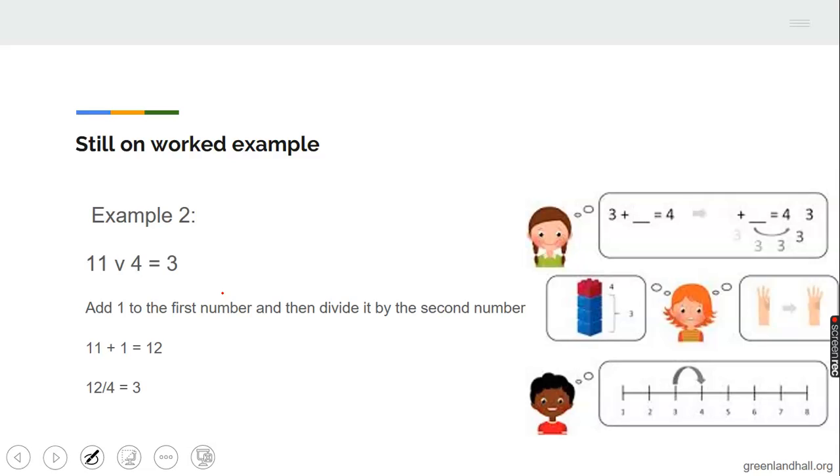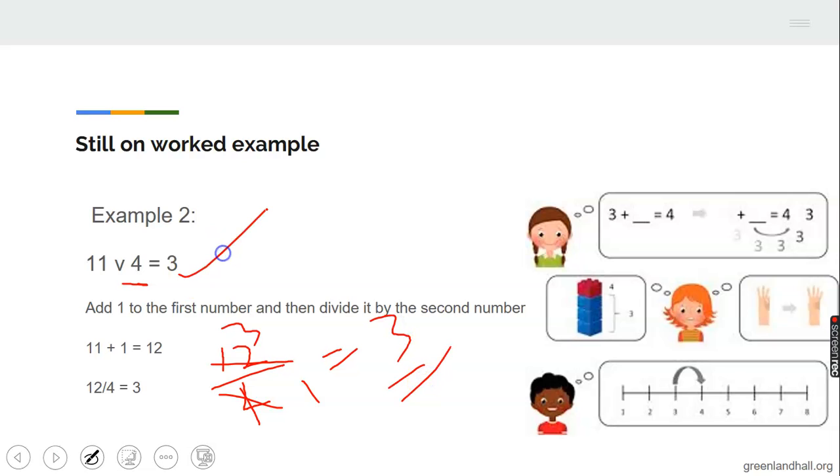Now another example I have here says 11v4 equals 3. Don't forget, we always have an unknown figure. Now what do you do? You add 1 to the first number, just like we did in the first example. So you say 11 plus 1 will give you 12. What is the next thing you do? Divide it by the second number, which is 4. So you say 12 divided by 4, and 12 divided by 4 is 3. So your answer is 3. That's why you got 3 here.